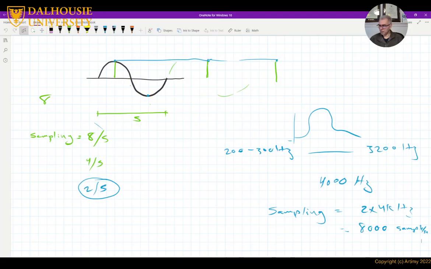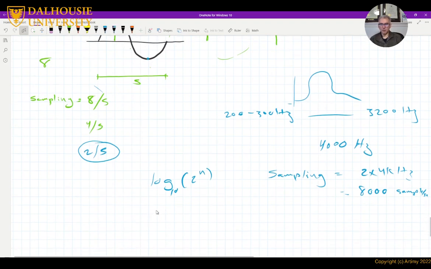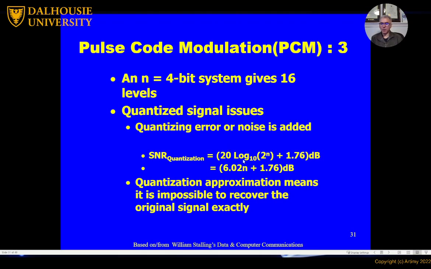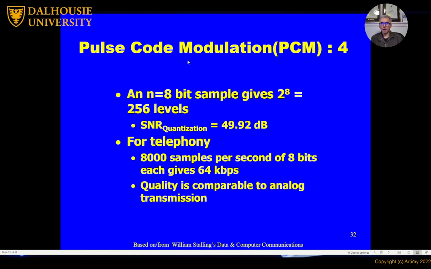So if I explain again, log 10 of 2 to the power n, this becomes a constant. And we will be able to simplify this by saying just multiply 6.02 by n and add 1.76 dB, right? So if n equals 8 bits, what I end up with is a signal to noise ratio quantization of 49 dB, right?